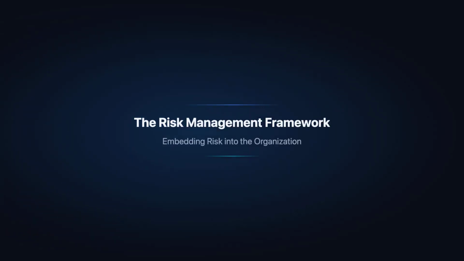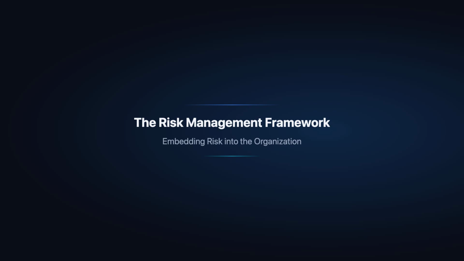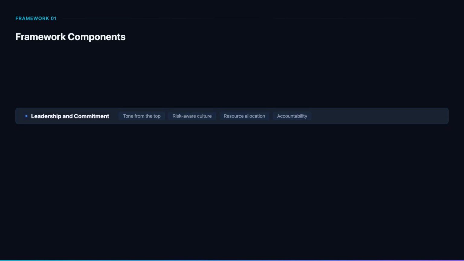The framework is what makes risk management part of the organization's DNA. It covers leadership, design, implementation, evaluation, and improvement. The ISO 31000 framework follows a cycle of leadership, integration, design, implementation, evaluation, and improvement. Leadership and commitment are the foundation. Top management must set the tone, foster a risk-aware culture, allocate adequate resources, and establish clear accountability for risk management at every level of the organization.